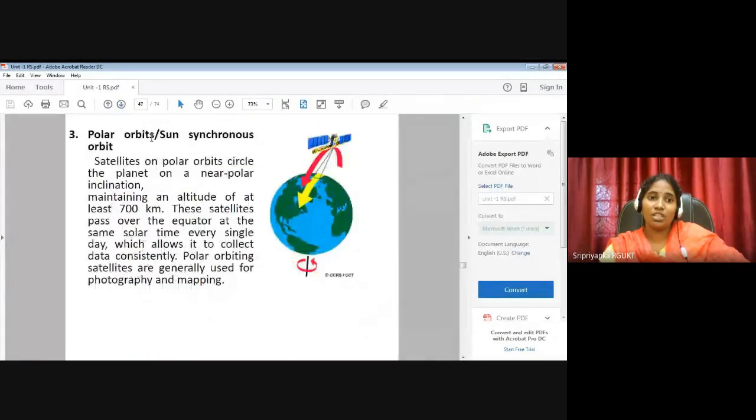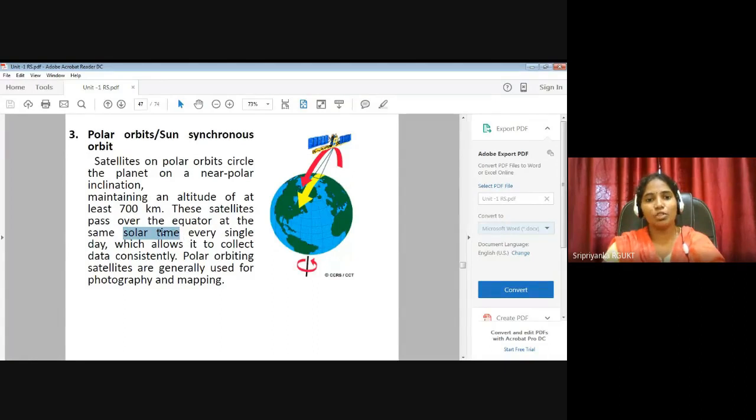Now let's see what this polar orbit or sun synchronous is. It's the same thing, there are two names for it. Satellites on polar orbit circle the planet on or near the polar inclination, maintaining an altitude of 700 kilometers. So at the altitude of 700 kilometers we launch these, and it is actually synced to the solar time.